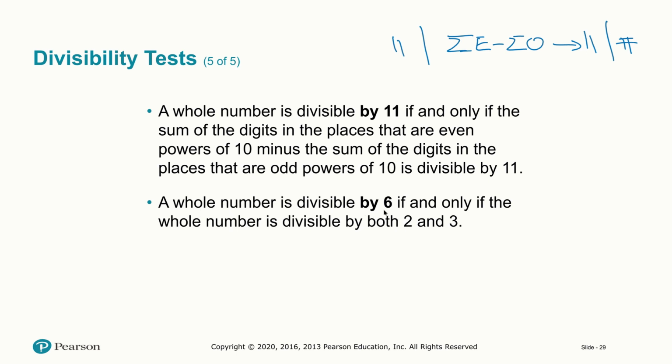A whole number is divisible by 6, and this is going to make a lot of sense to you. Think about it. What is 6? That's 2 times 3, right? So if it's divisible by 6, if and only if it's divisible by both. That's the key word. Has to be divisible by both 2 and 3. If both 2 and 3 go into a number, then the number is going to be divisible by 6.